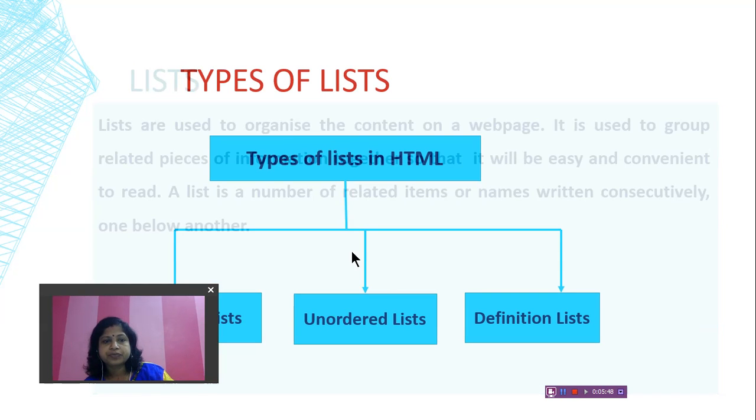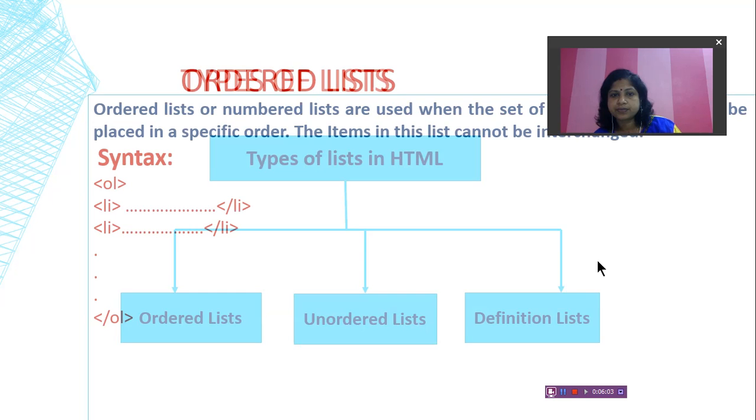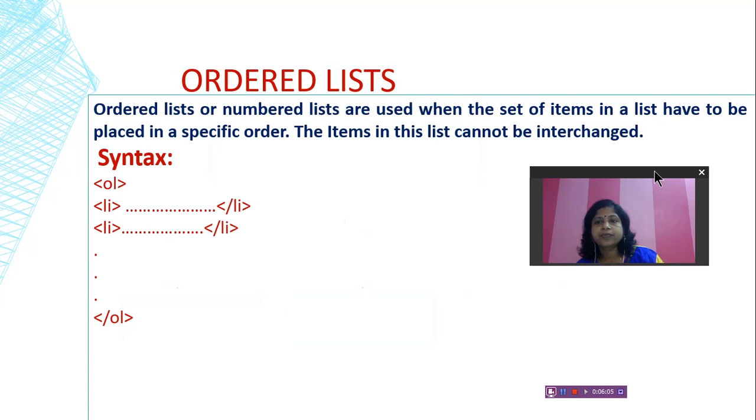Lists. Okay, in HTML we can create three types of list. One is your ordered list, one is your unordered list, another one is your definition list. Okay, so today about ordered lists. Ordered lists are numbered lists, used when the set of items in a list have to be placed in a specific order. If in a specific order, it means 1 2 3, ABC, or Roman letters. If you want to follow a particular specific order, then we go for an ordered list. The items in this list cannot be interchanged.